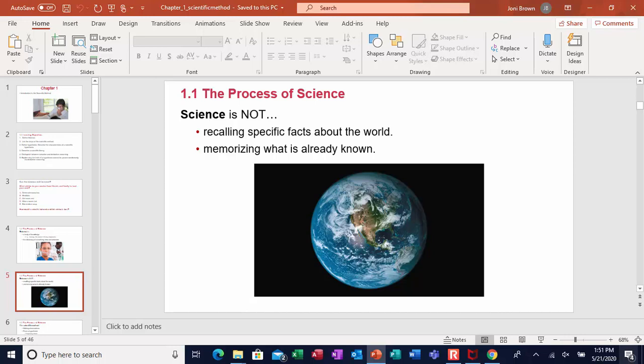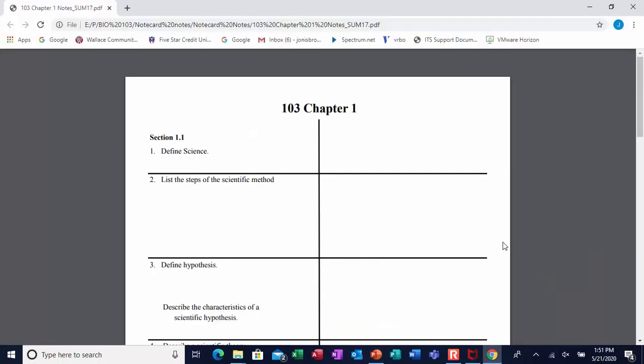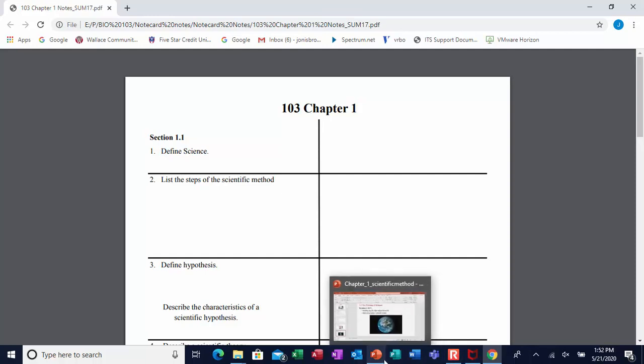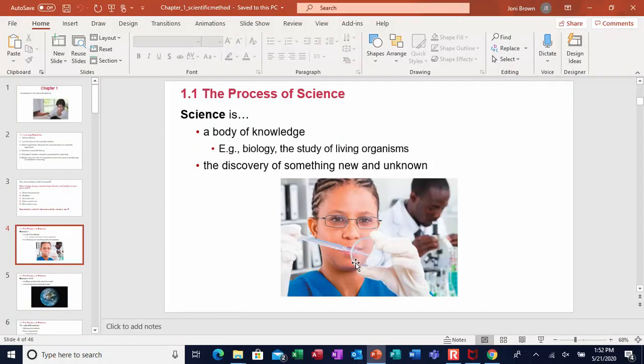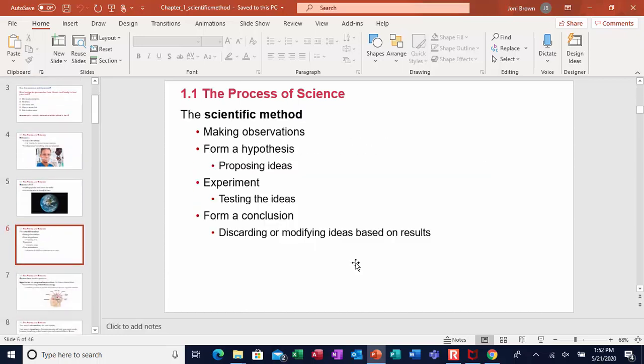Now, I'm going to switch over to our note card notes. And this is where you would find the answer for the first objective, define science. If we go back, and you'll write it over here on this side of the page, if we go back to the PowerPoint, science is a body of knowledge, the discovery of something new and unknown. So that answers the first objective.